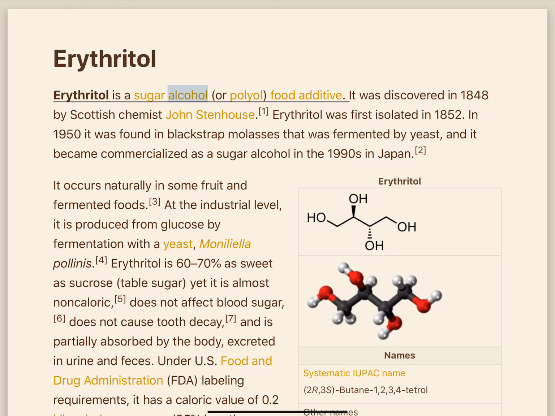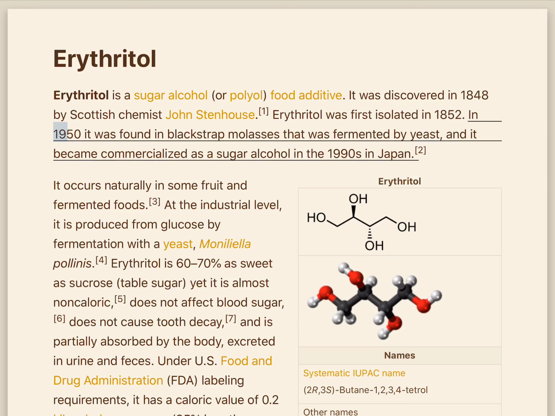Erythritol is a sugar alcohol, or polyol, food additive. It was discovered in 1848 by Scottish chemist John Stenhouse. Erythritol was first isolated in 1852. In 1950 it was found in blackstrap molasses that was fermented by yeast, and it became commercialized as a sugar alcohol in the 1990s in Japan.